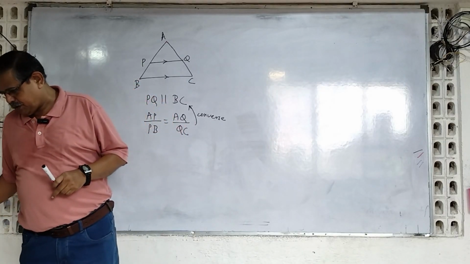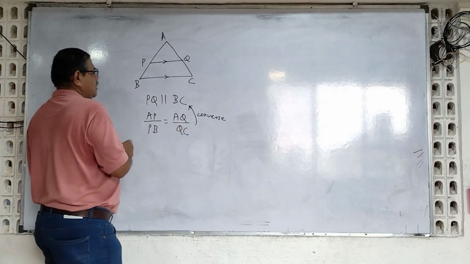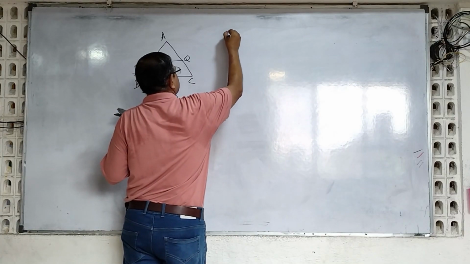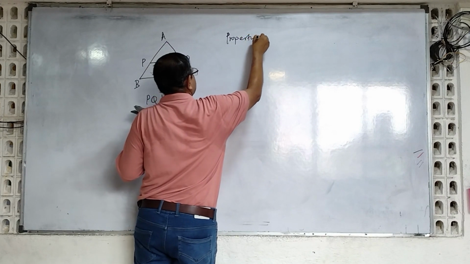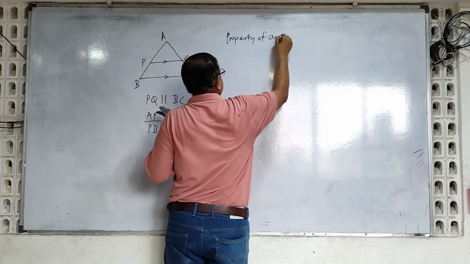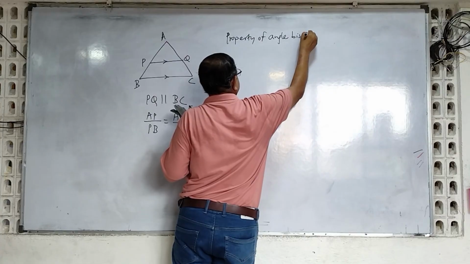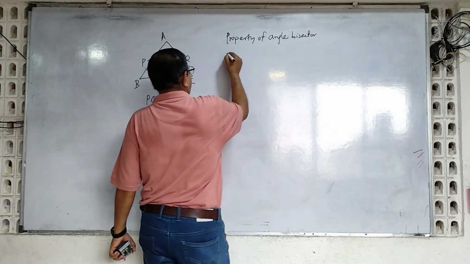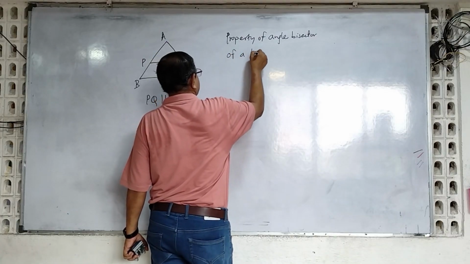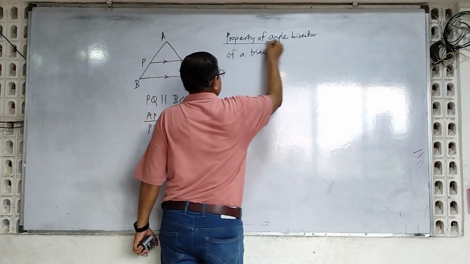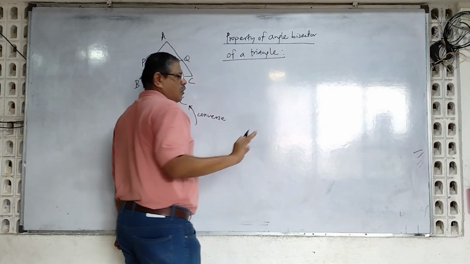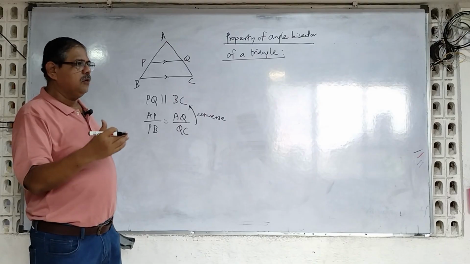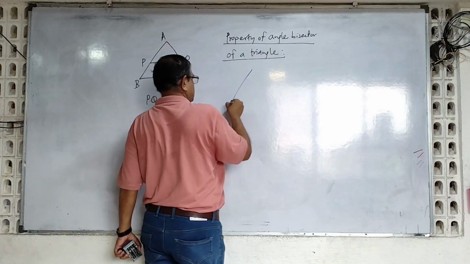What is that? The first is the property of angle bisector of a triangle. Forget the statement. No one will ask you the statement in the exam. You must know how to apply it.